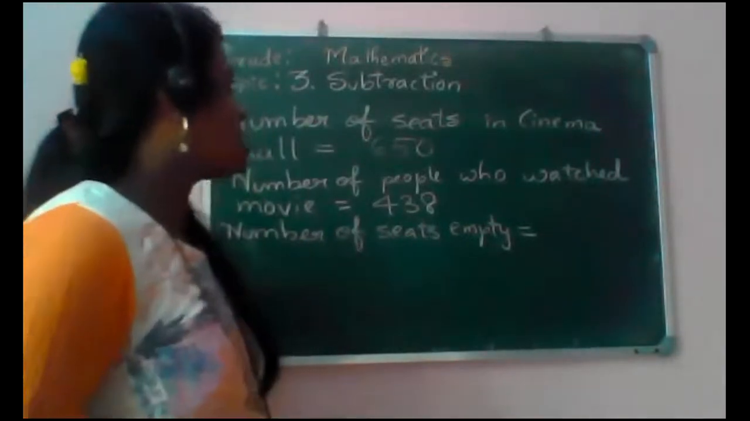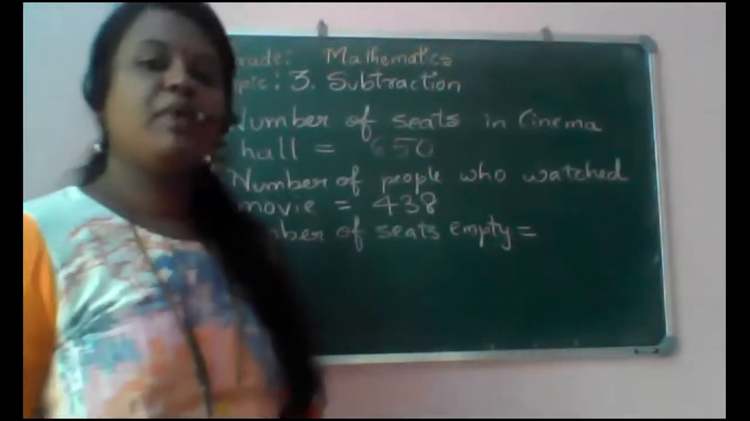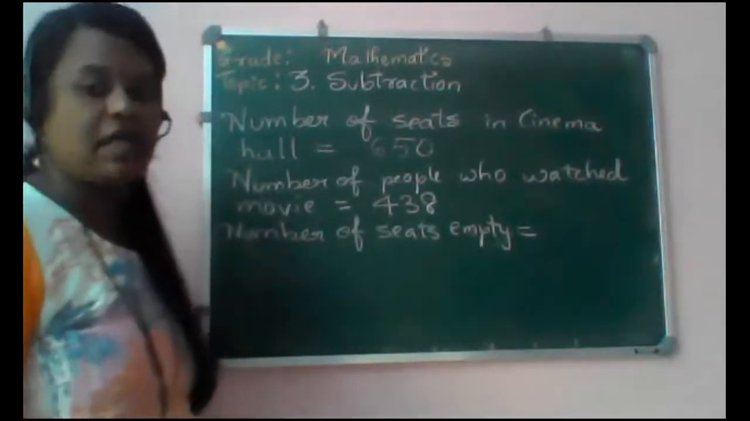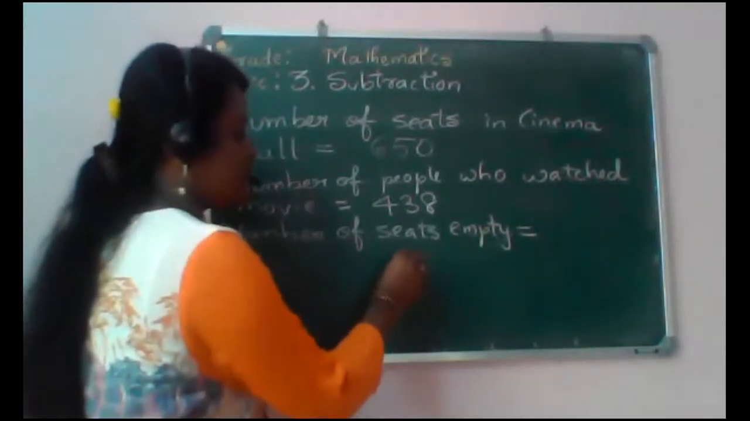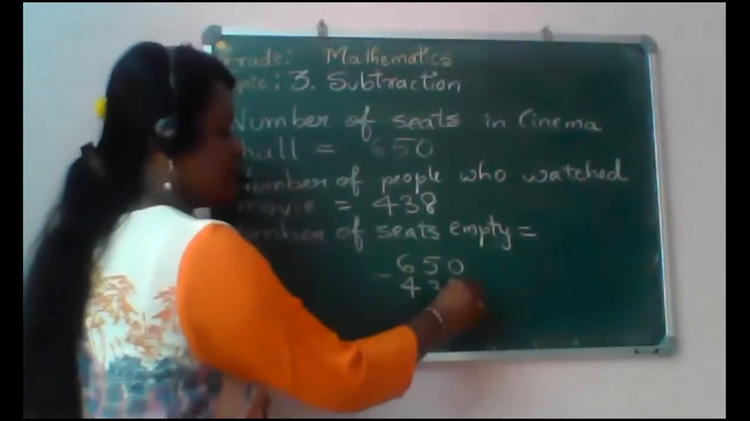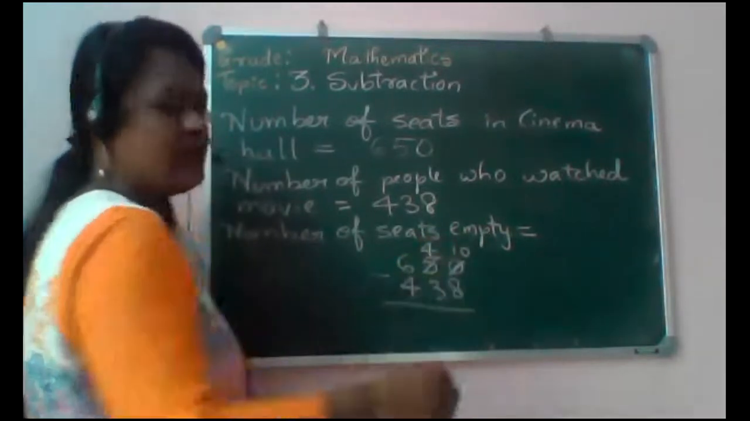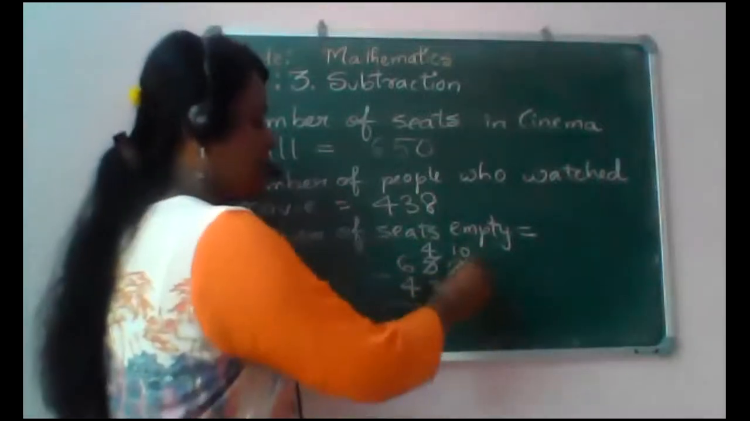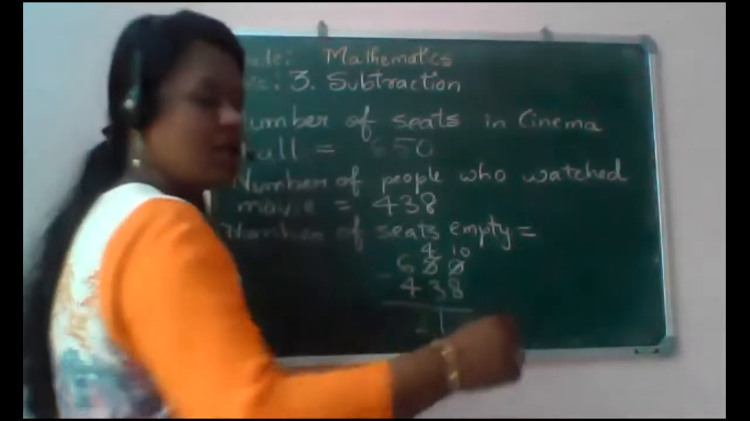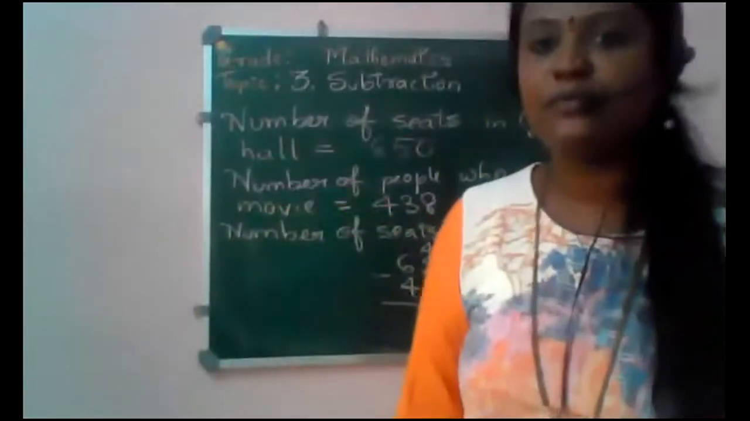So we shall write down the statement, that is the number of seats in the cinema hall is 650. Number of people who watched the movie, that is 438. So for the number of seats empty, we shall subtract, that is 650 minus 438. We see that 0 we cannot subtract, so we have borrowed from 5. That turns out to be 4. 10 minus 8 is 2. 4 minus 3 is 1. And 6 minus 4 is 2. So that means the total number of seats that were empty is 212.